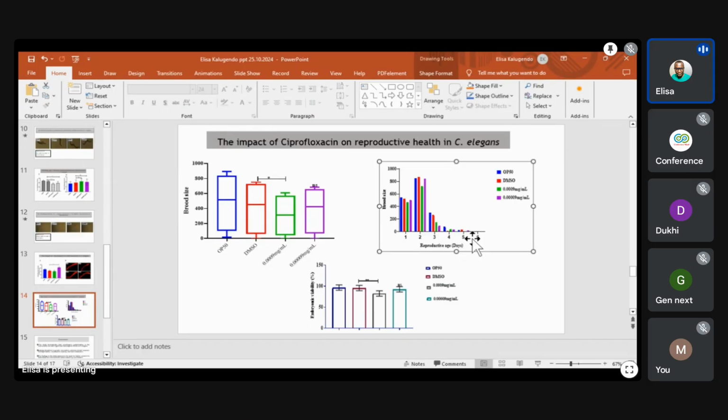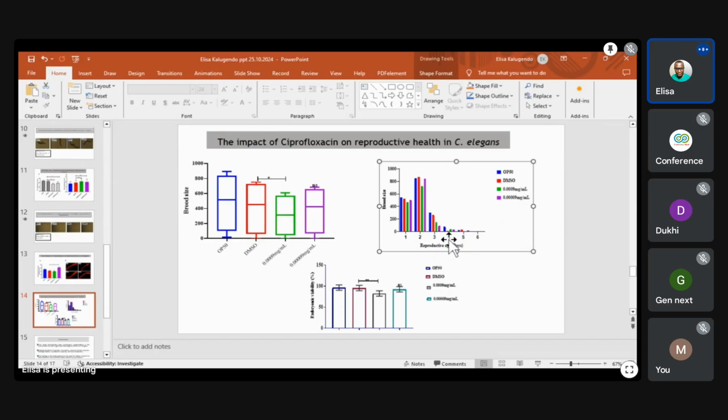So we concluded that at this concentration, there was a maximum reproductive age of 4 days. At the fourth day, everything ceased. The animal could not lay more eggs. It declined. So what can be the reason behind it?